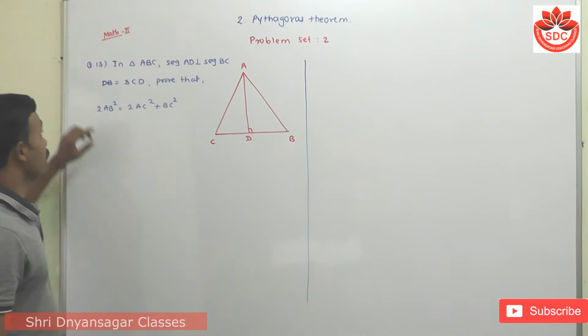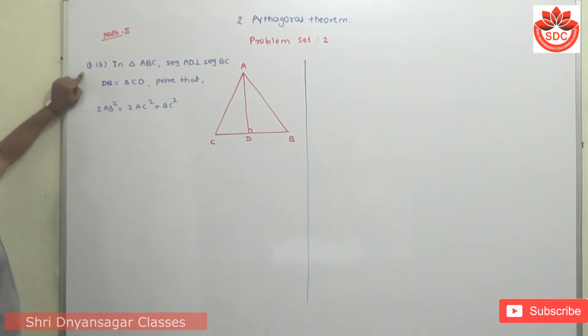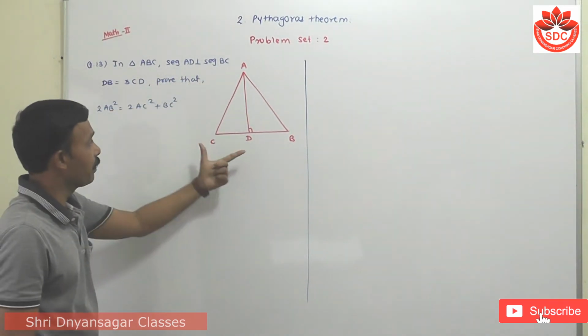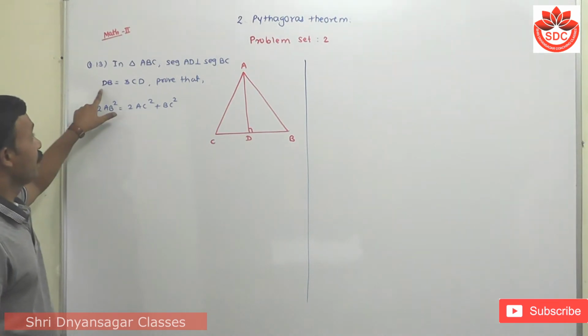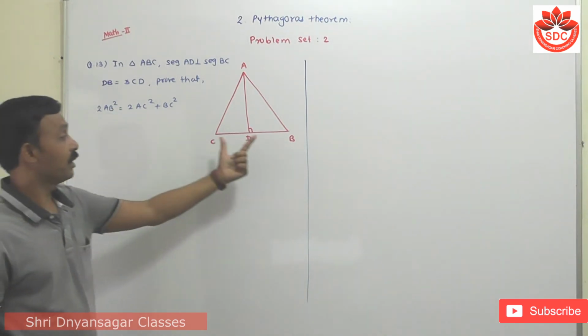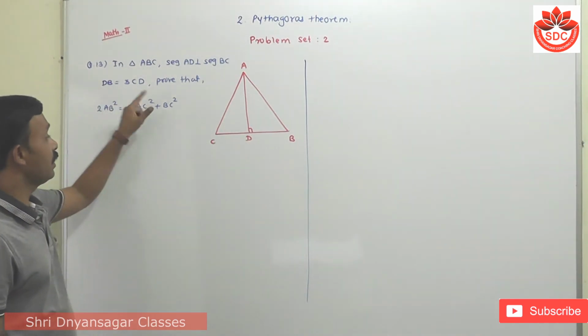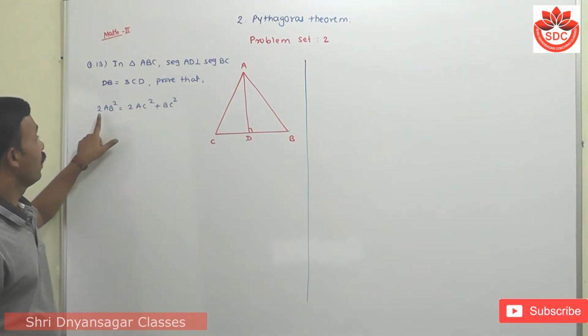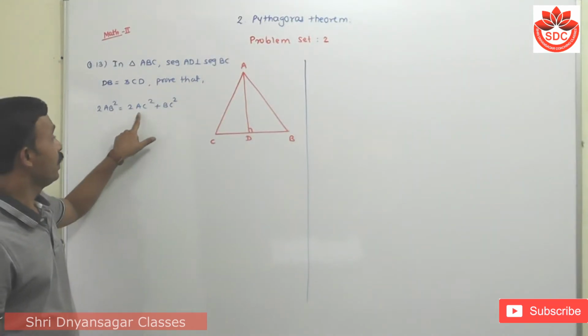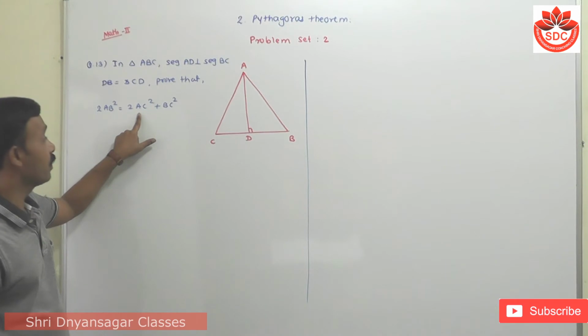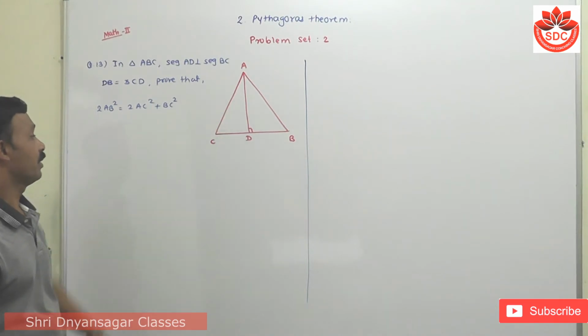Let's study the next question, question number 30. In triangle ABC, segment AD is perpendicular on BC. DB = 3CD. Prove that 2AB² = 2AC² + BC².